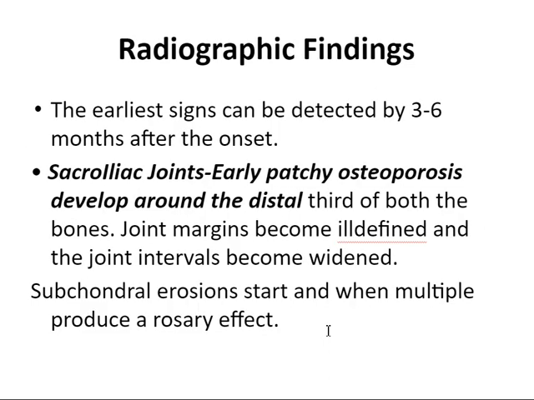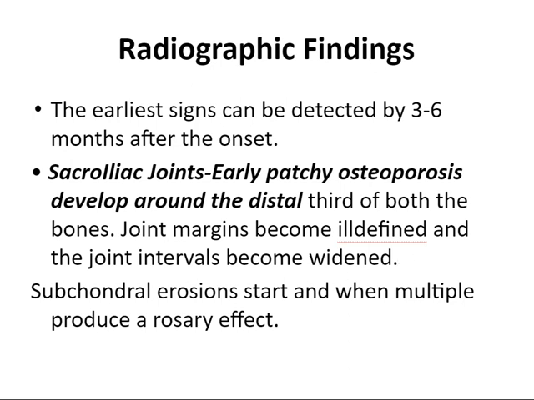Now, let us discuss radiographic findings. Earliest signs can be detected by 3 to 6 months after the onset. In the sacroiliac joints, early patchy osteoporosis develops around the distal third of both the bones. Around the joint there will be development of osteoporosis, and because of this, the joint margins become ill-defined, and it will look like the joint space is widened. Joint margins become ill-defined and the joint intervals become widened because of osteoporosis.